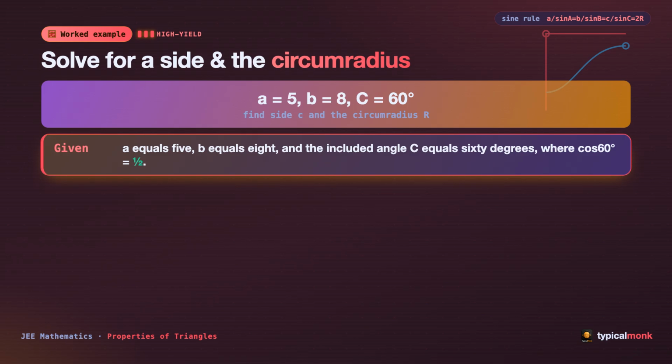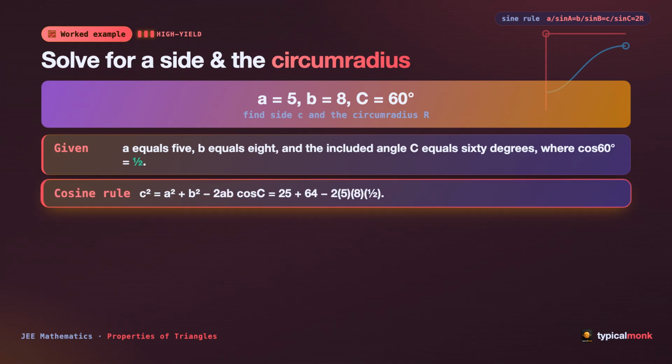A equals 5, B equals 8, angle C equals 60 degrees, and cosine of 60 degrees equals 1/2. Step 2. Apply the cosine rule, since we know 2 sides and the angle between them. C squared equals A squared plus B squared minus 2AB cosine C, which is 25 plus 64 minus 2 times 5 times 8 times 1/2.